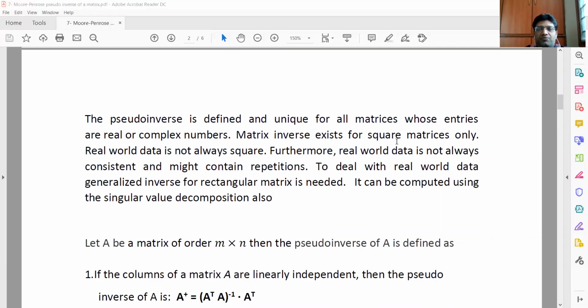Matrix inverse exists for square matrices only. Real world data is not always square. Furthermore, real world data is not always consistent and might contain repetitions. So to deal with real world data, a generalized inverse for rectangular matrices is needed. It can also be computed using the singular value decomposition.